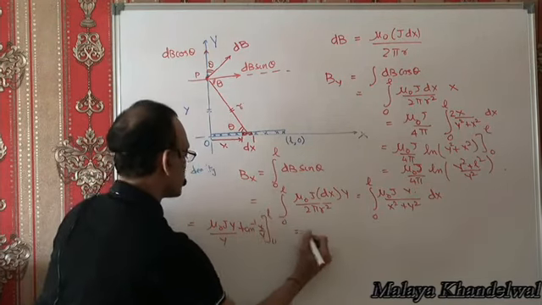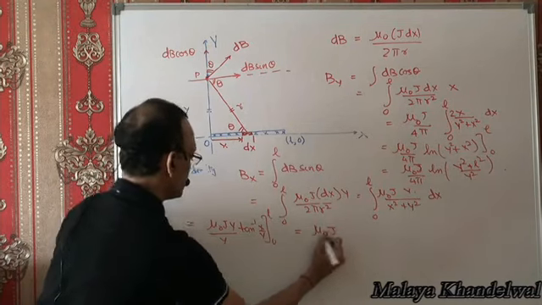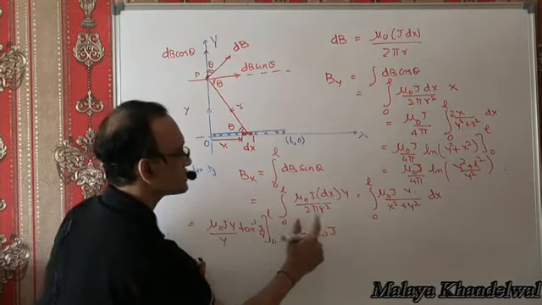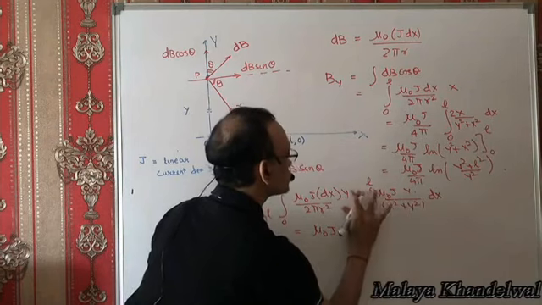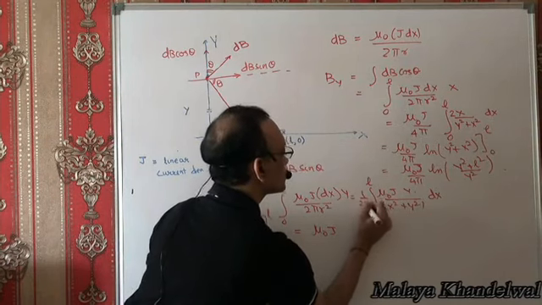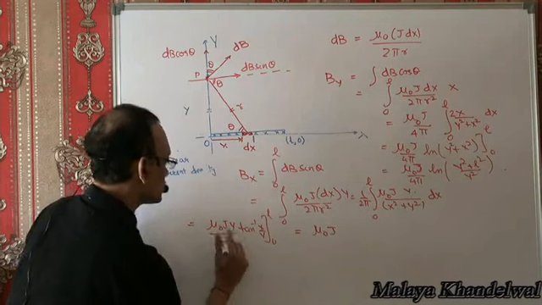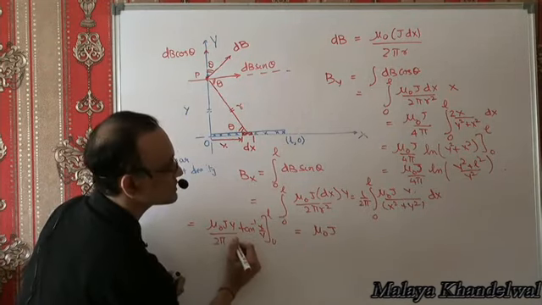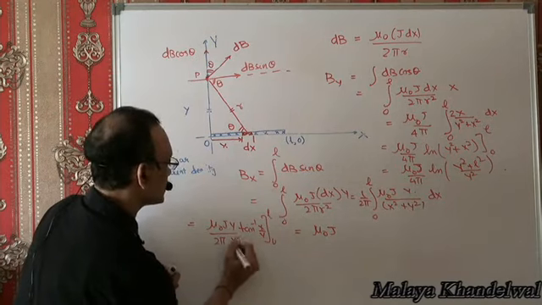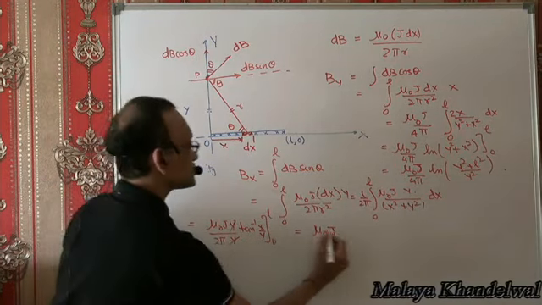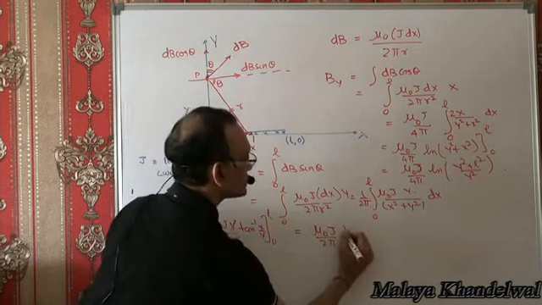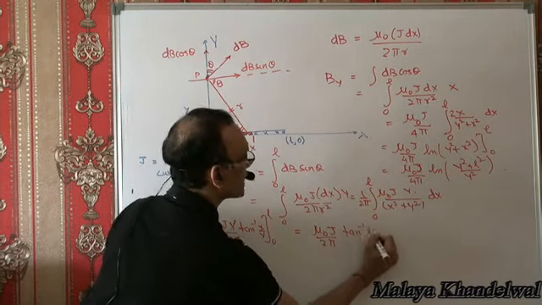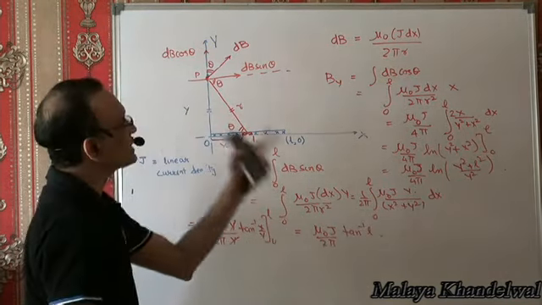So how much does this turn out to be? This turns out to be μ₀ j. Of course, there is a 2π which I missed out, so it's by 2π, and then 1 by y tan inverse x by y. So this is μ₀ j by 2π times tan inverse L minus tan inverse 0. That's the field in the x direction.